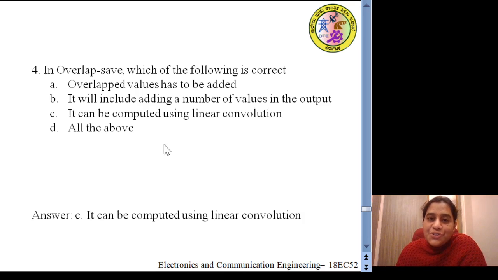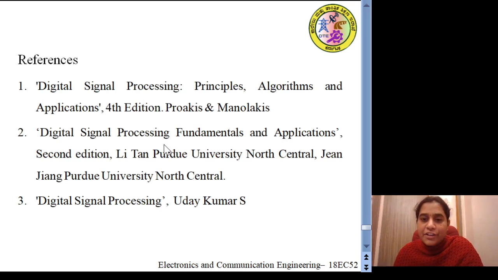Hope you understood the concept which I have discussed in this particular session. For further details, you can refer to the book written by Proakis and Manolakis, Digital Signal Processing: Principles, Algorithms and Applications, and the book written by Li Tan and Jean Jiang, Digital Signal Processing: Fundamentals and Applications. And also you can refer to the book written by Mr. Uday Kumar S, Digital Signal Processing.